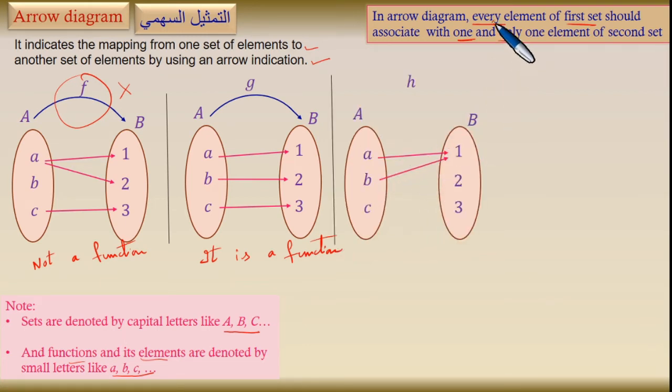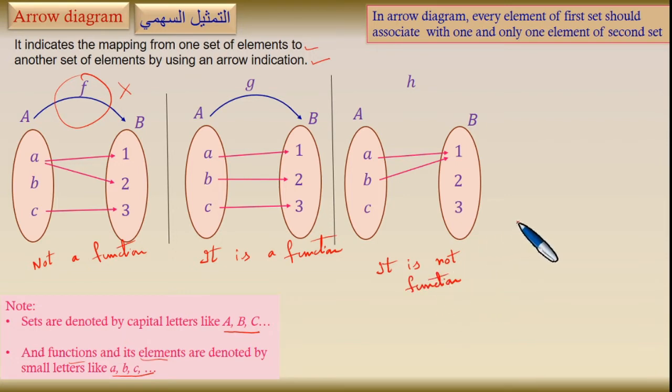See here. Again see the statement which is given over here. Every element of the first set, means here element C is missing. No association. So no need to see further. Here C has no relation. Therefore it is not a function. It is not a function. I hope it's clear for you.